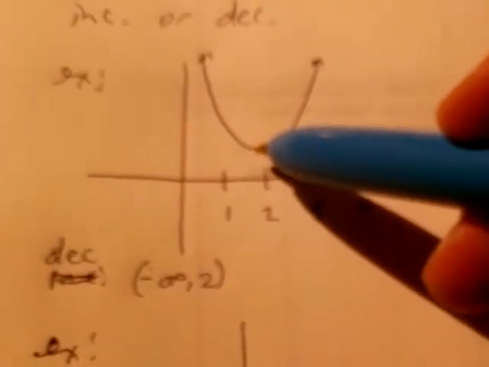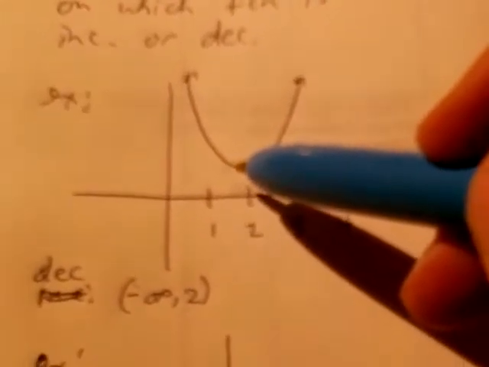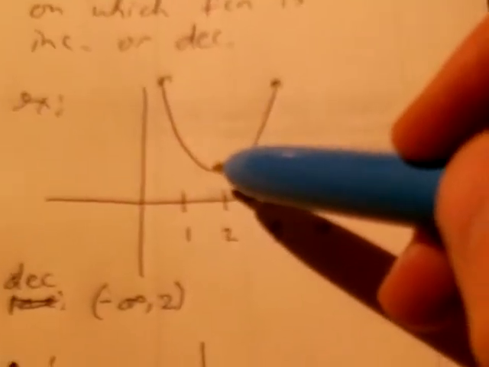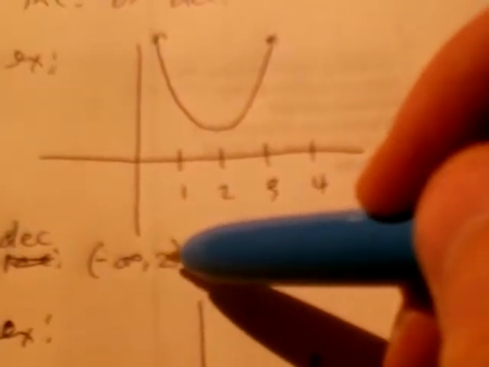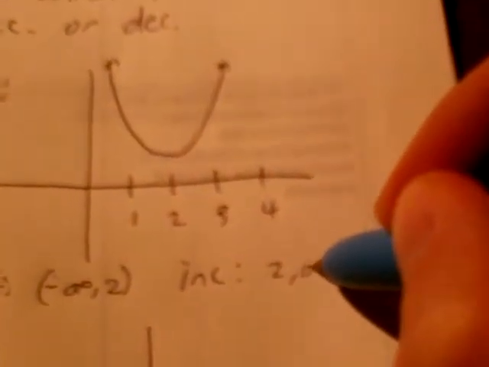Just like with the ball experiment that we've done before, when the ball goes up to its highest point, we know that it's no longer rising, but it's not yet falling either. It's kind of doing neither of those two things. So that's why at 2 we are neither increasing nor decreasing. And so we know that we're increasing from 2 to infinity. And again, we're using the parentheses instead of the square brackets.